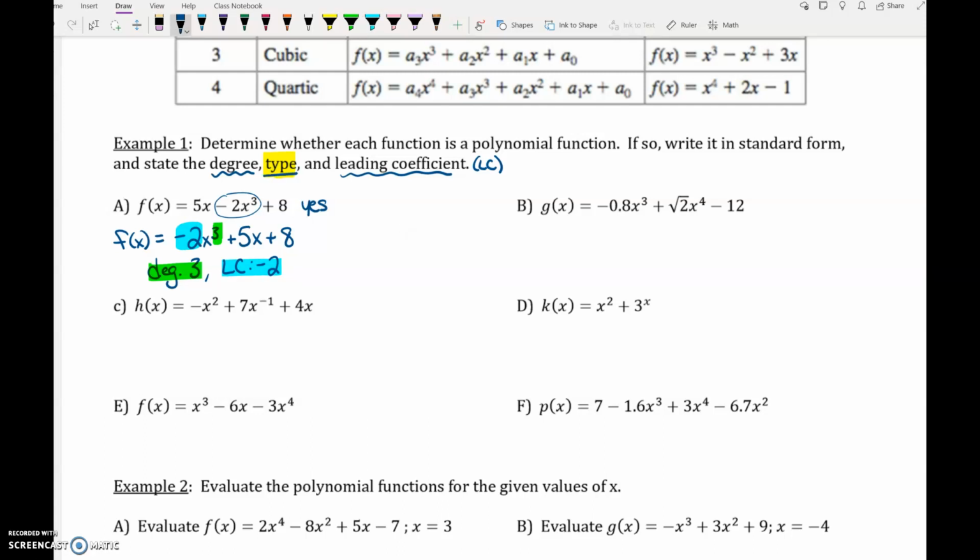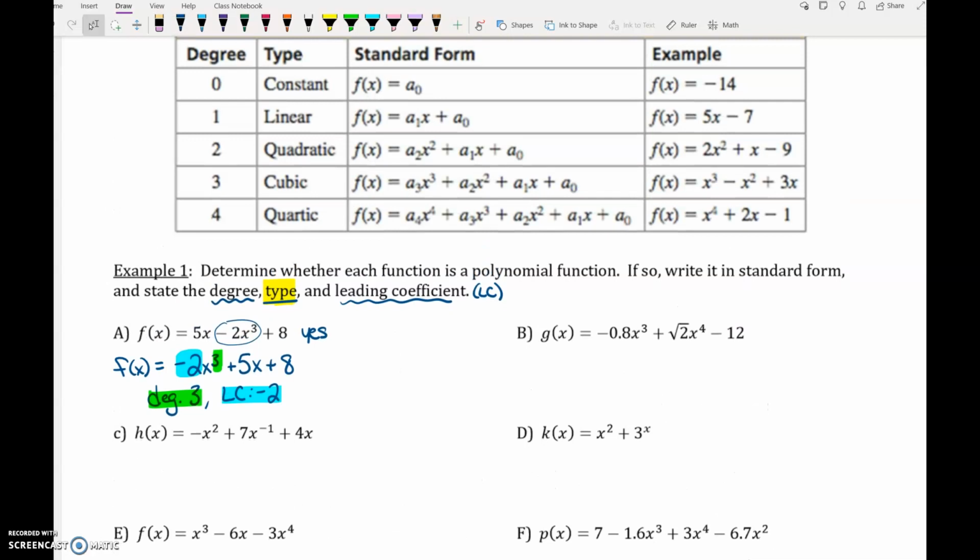The type is really the same as the degree. So look at this chart here. A 0 degree is called a constant. A 4th degree is called a quartic. This one is a 3rd degree, so it's called a cubic. So this one would be a cubic function.